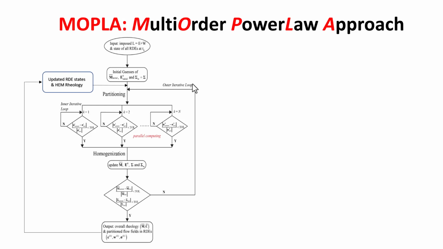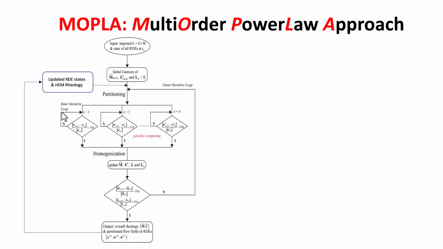The computation is achieved by an outer loop for homogenization and nested inner loops for partitioning. Starting with an initial case of the HEM rheology and macroscale stress, partition flow field in an RDE is calculated in an iterative inner loop. The iterative computation continues until the partition flow field converges within a prescribed tolerance. The partition computation can be done by parallel computing because the calculation for every RDE is independent.